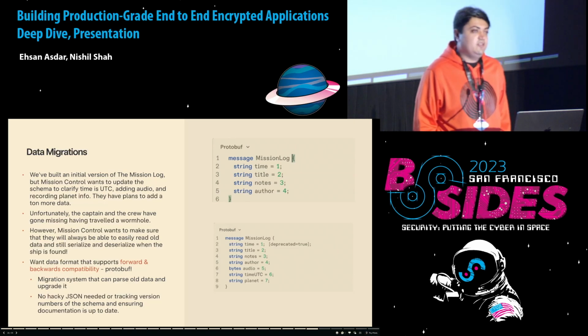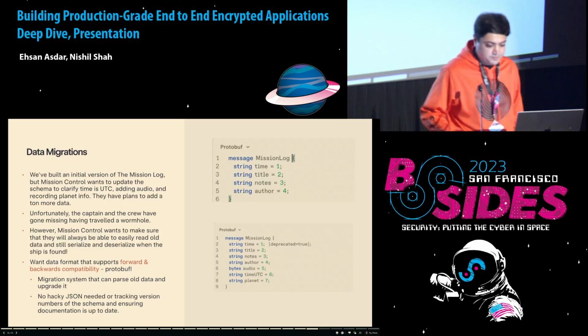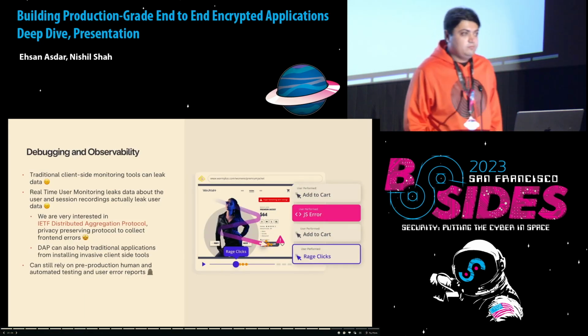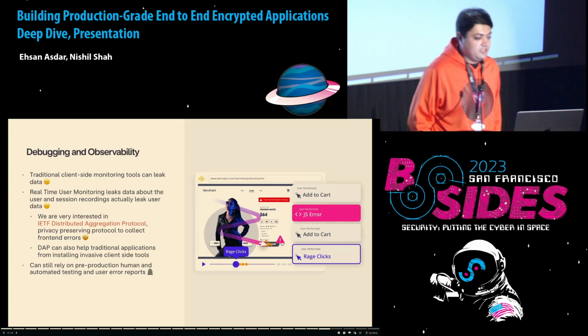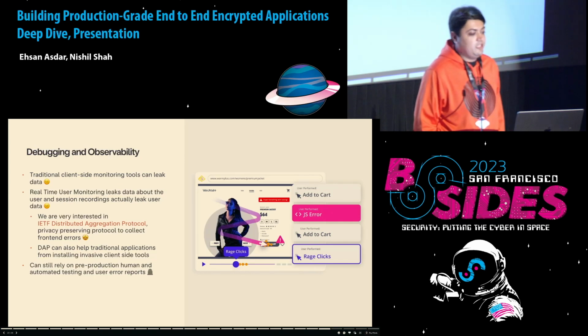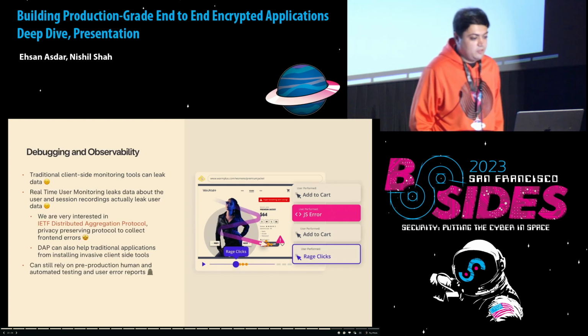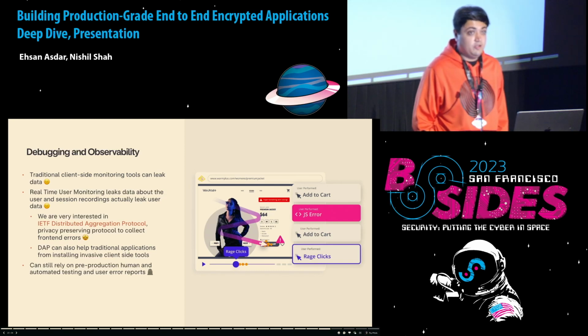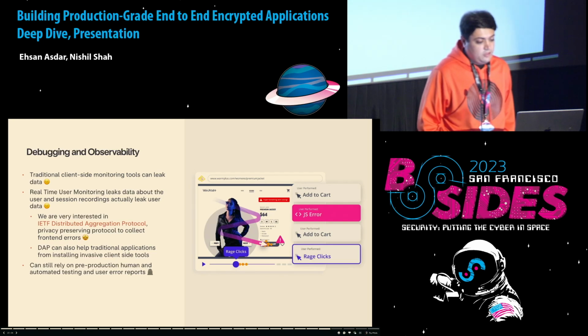It also has a nice advantage in that it's a binary serialization format, so it's a lot more efficient than JSON. But that's just a nice side advantage. Great. So another thing about building production-grade applications is that your users or your engineers want to be able to debug and observe user behavior and be able to fix issues at the end of the day, right?